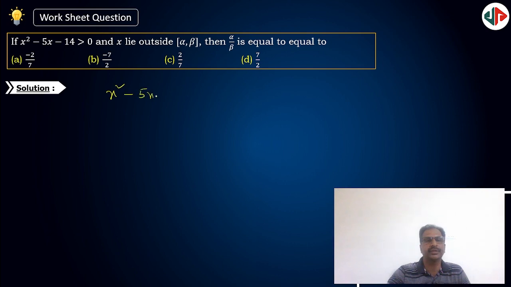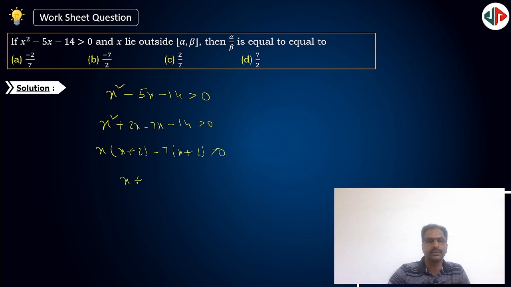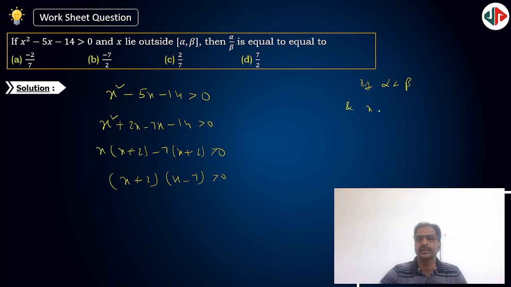An inequality is given: x square minus 5x minus 14 is greater than 0. And x lies outside alpha beta, then what is alpha by beta? Now write factors for this. x square plus 2x minus 7x minus 14 greater than 0. x into x plus 2 minus 7 into x plus 2. So this is x plus 2 into x minus 7. Now if alpha is less than beta and x minus alpha into x minus beta is greater than 0, then x is less than alpha or x is greater than beta.